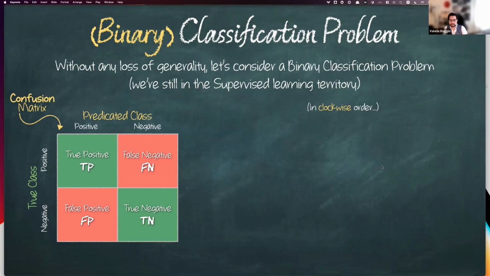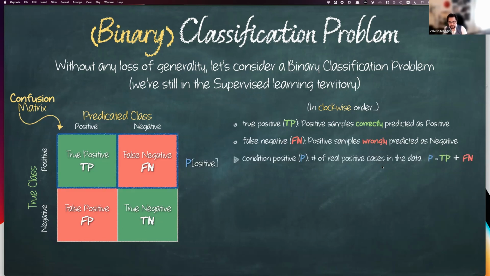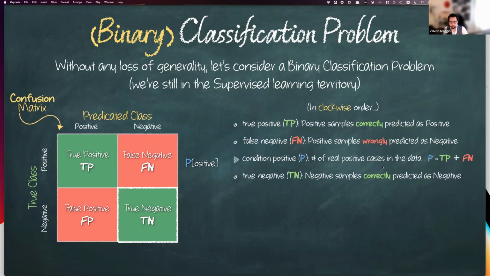So we start with, in clockwise order, this matrix is actually composed of 4 different components. We have the true positive, which are essentially the positive samples correctly predicted as positive. We have 2 classes, so positive and negative in general. We have the false negative, which essentially are the samples which have been wrongly predicted as negative. They should have been positive. And the sum of those is the condition positive, so the total number of real positive samples we have in the positive class.